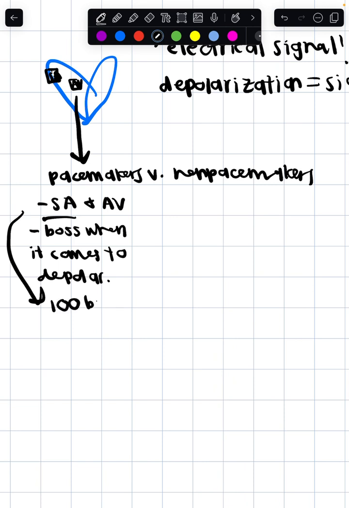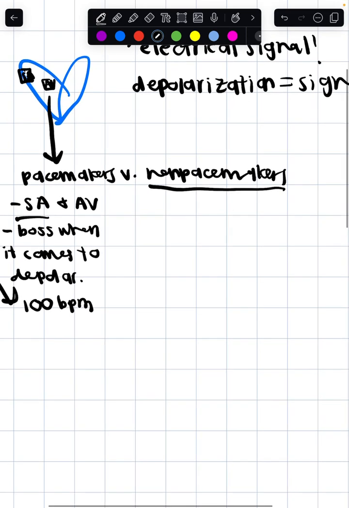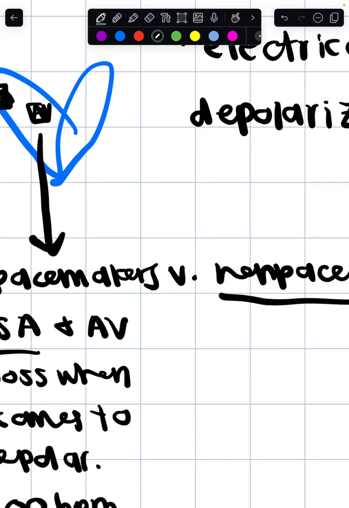So if you just let it be, and we do not innervate the heart with any sympathetic or parasympathetic activity, our heart would beat at about 100 beats per minute, whereas our non-pacemakers are just all of these other cells, right? So we call them cardiomyocytes, it's just all this tissue.